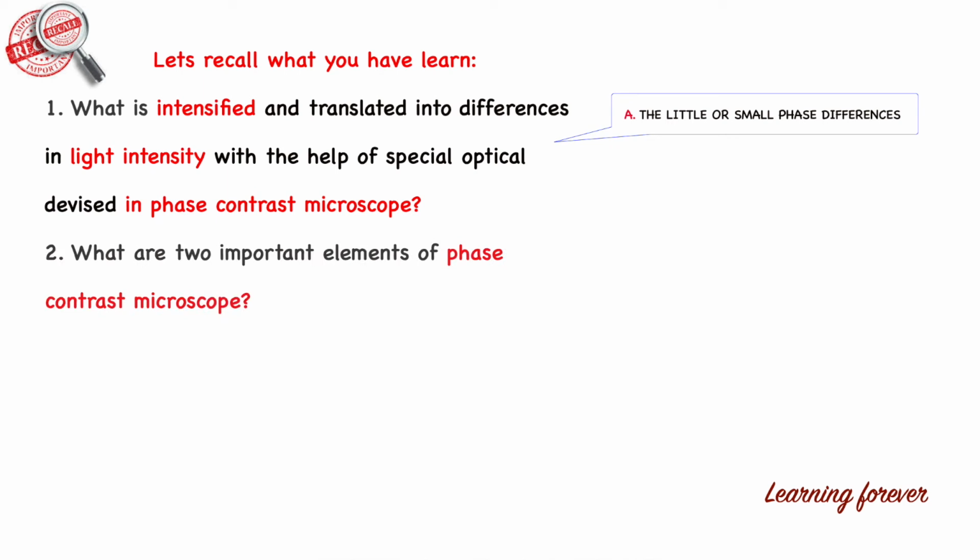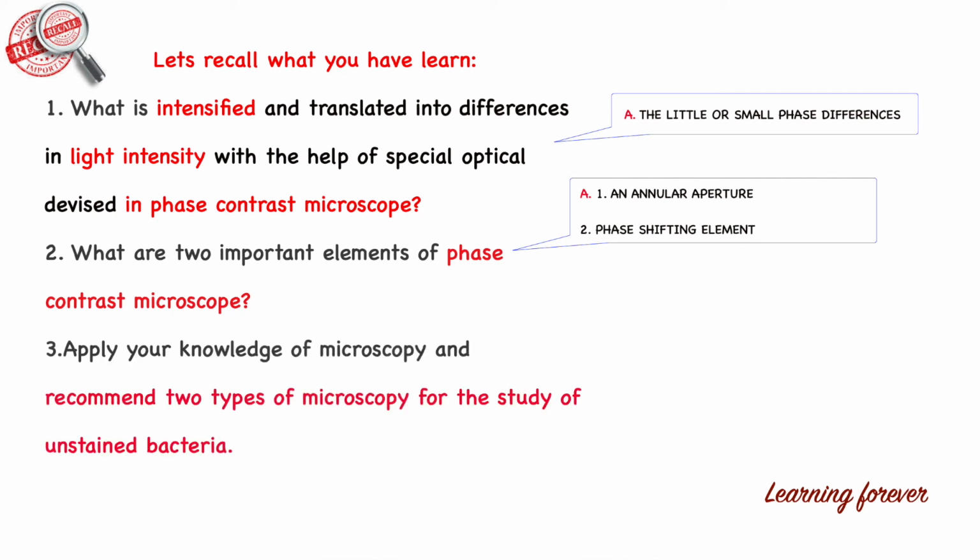Second, what are two important elements of phase contrast microscope? Two important elements are added to convert an ordinary microscope into a phase contrast microscope. These are first the annular aperture and second the phase shifting element. My third question: apply your knowledge of microscopy and recommend two types of microscopy for study of unstained bacteria. Till now we have seen two such microscopic techniques used to study unstained bacteria. First one was dark field and second one is phase contrast microscopy.